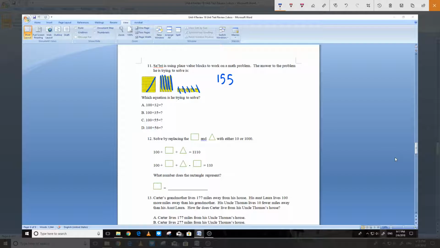Let's see, there's 100 and 55. They add to each other, which would give us 155. C is the correct answer. That is how you do number 11. When you can't do it this fast, this easily, you just have to add them all, one by one.